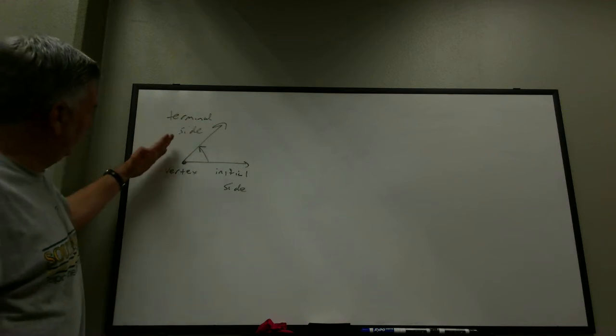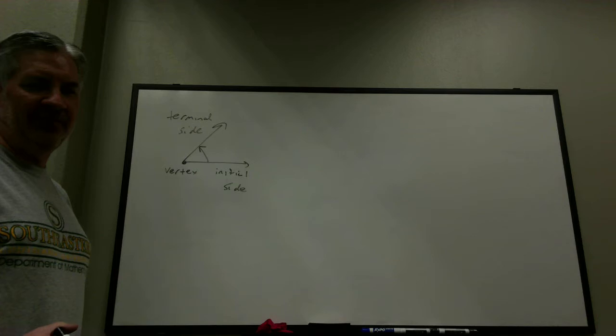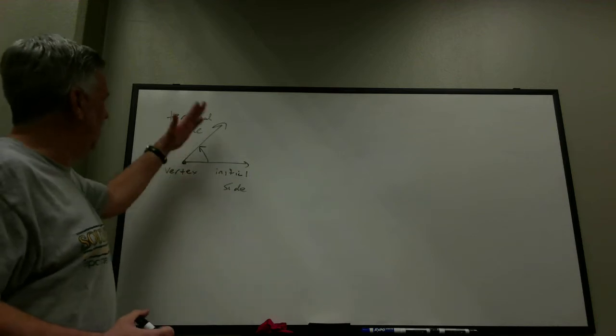So initial side, terminal side, the vertex, and the rotation. And of course the arrows mean this goes on forever. The angle goes on forever. Okay, so that's the actual definition of an angle. So there's an initial side, a terminal side, and a rotation involved.